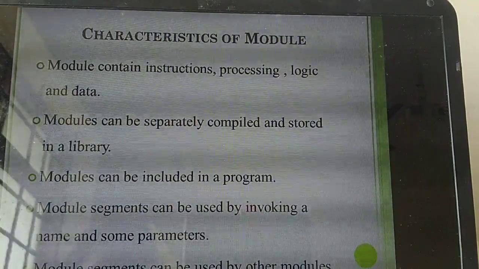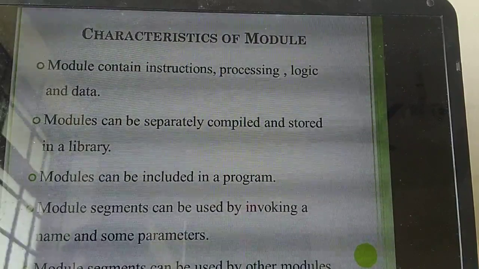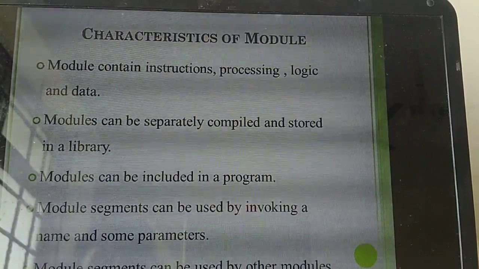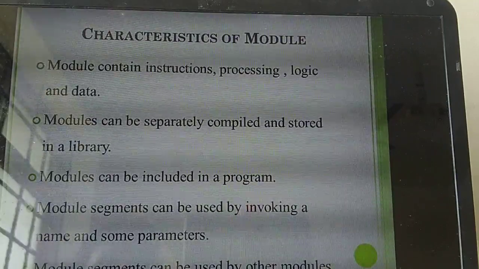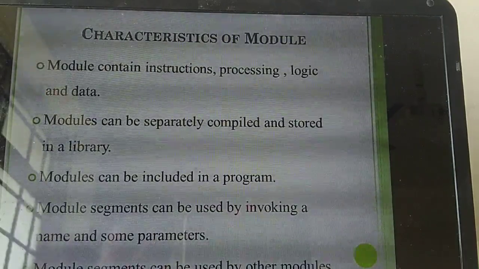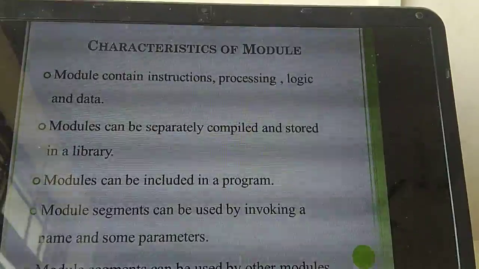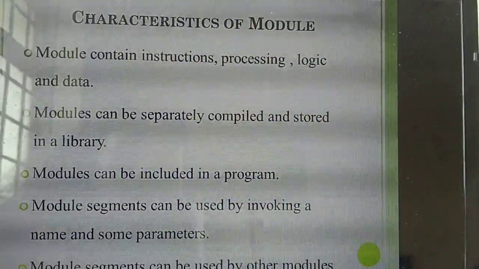How do you identify a module? By invoking its name and parameters. Module segments can be used by other modules. That means one module segment can be used by another module.